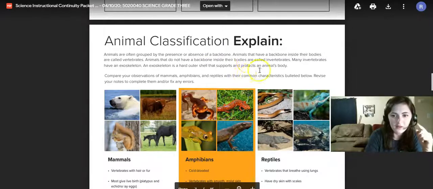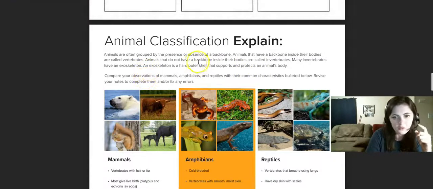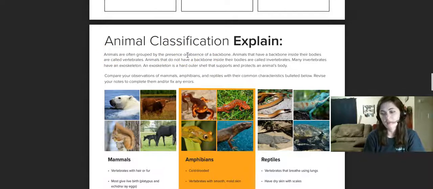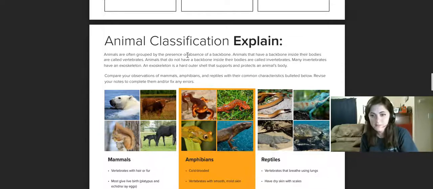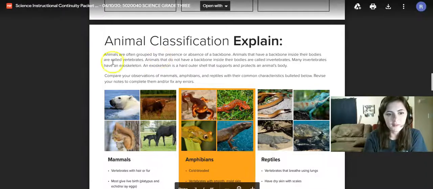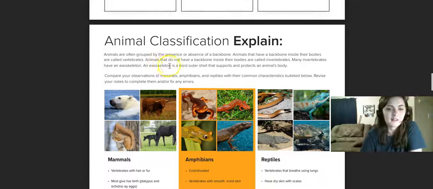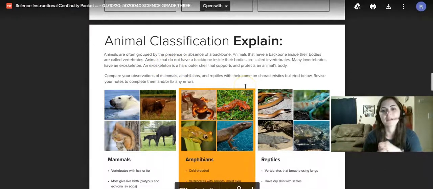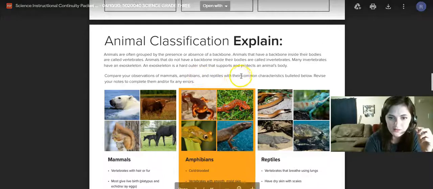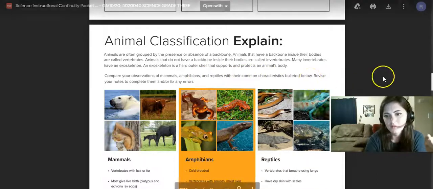Alright, and then this is our explanation. Animals are often grouped by the presence or absence of a backbone. So whether they have a backbone or not, that spine in your back. Animals that have a backbone inside their body are called vertebrates, and animals that don't have a backbone in their body are called invertebrates. Many invertebrates have an exoskeleton, and an exoskeleton is a hard outer shell that supports and protects an animal's body. So that's going to be a lot of bugs. Compare your observations of the mammals, amphibians, and reptiles with their common characteristics bulleted below.